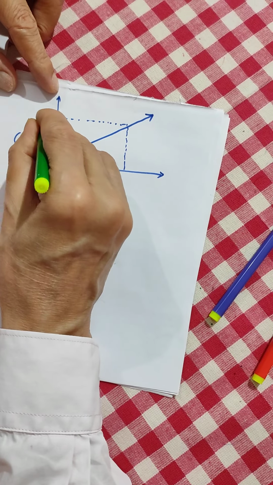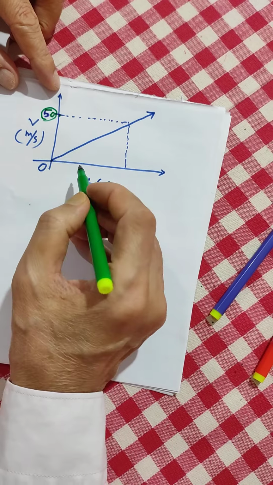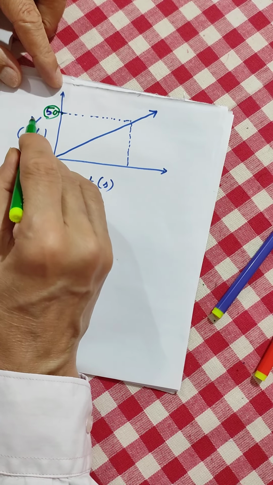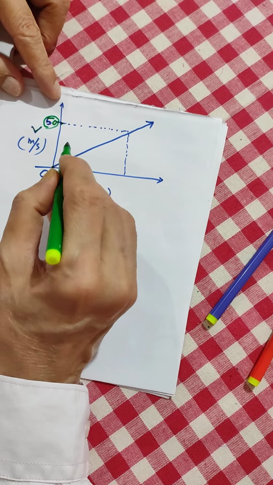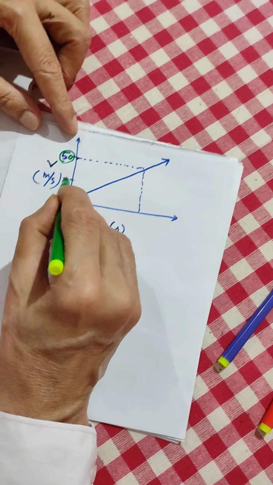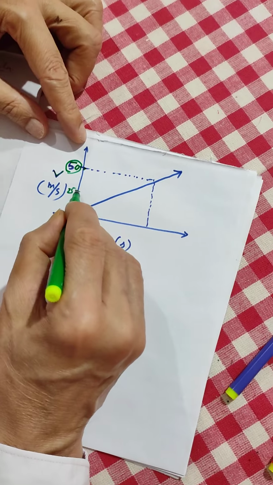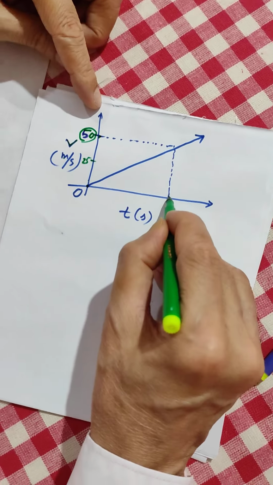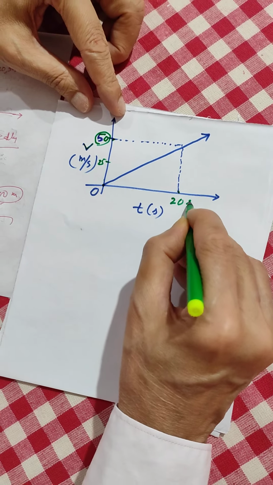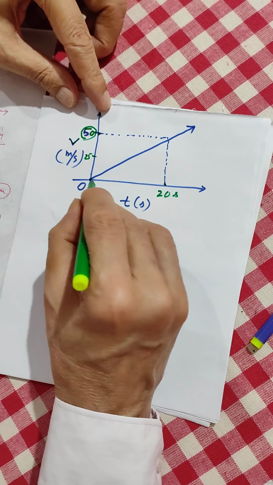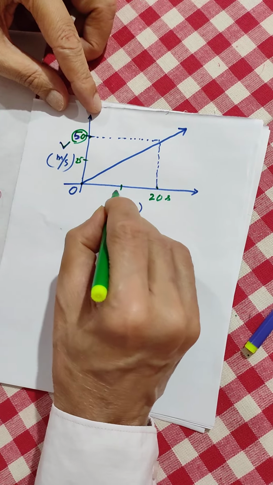So this is given 50. This point is 50, that means 50 meter per second. So velocity at this point is 50 meter per second, and at point 0, somewhere in between, it is obviously 25. That is 50. And this point is given 20 seconds. This is time in seconds, 20 seconds. Somewhere in between this will be 10.